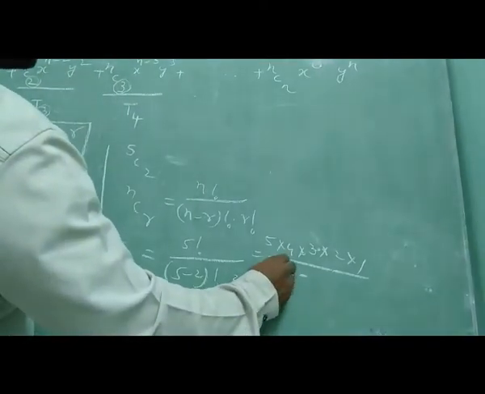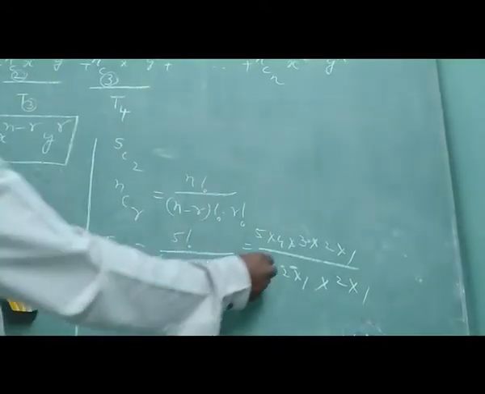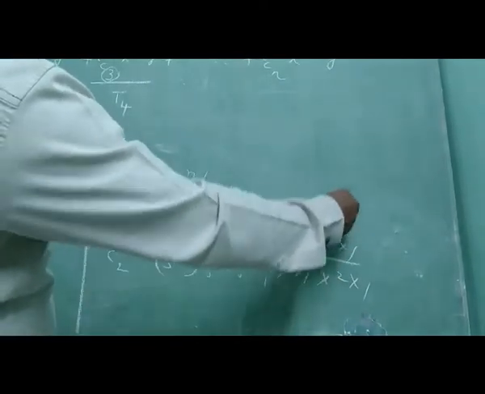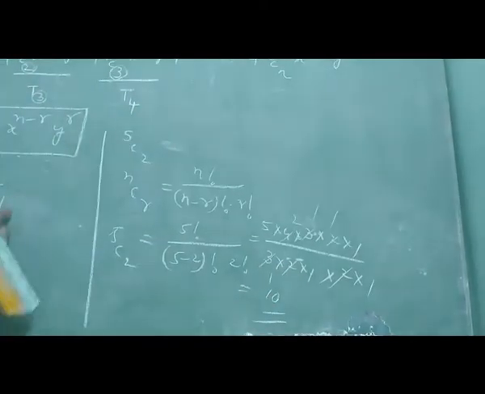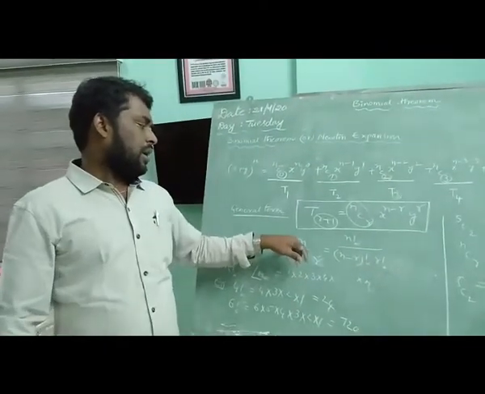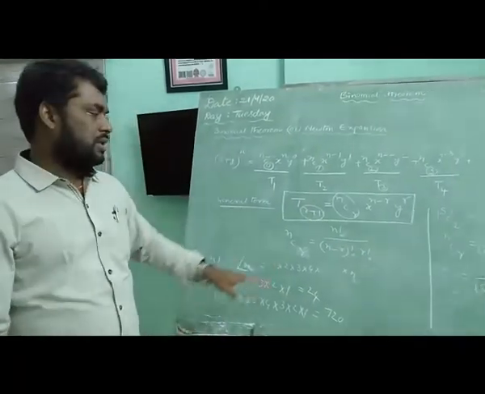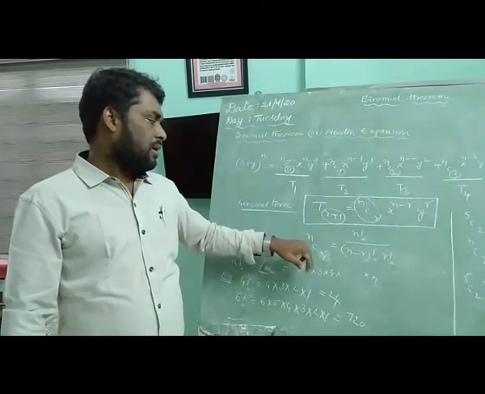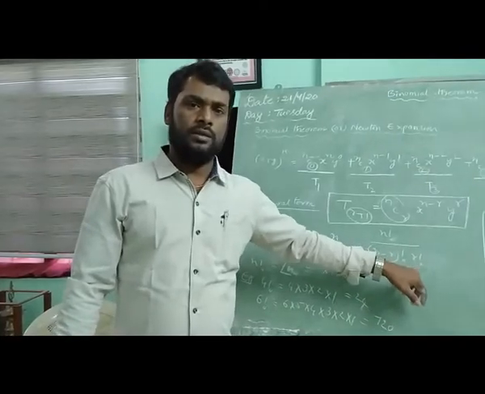3 factorial means 3 into 2 into 1, 2 factorial means 2 into 1. Now do cancellation. 1 time, 2 times. So 5 2s are 10. So what is the value of 5C2? The value of 5C2 is 10. So like this you can find the coefficients of the binomial expansion by using the formula nCr. nCr is equal to n factorial by n minus r factorial into r factorial. This is a very important formula, nCr.